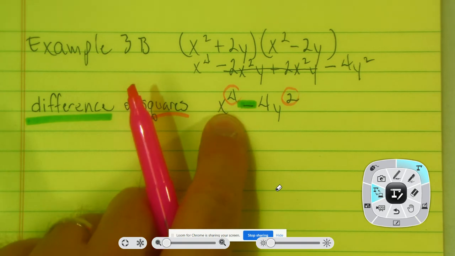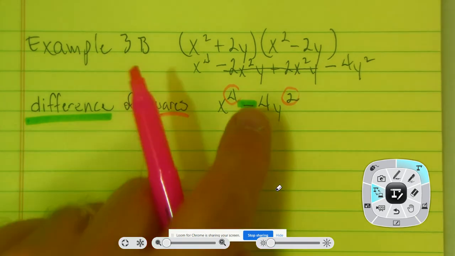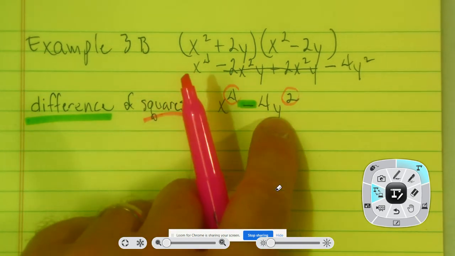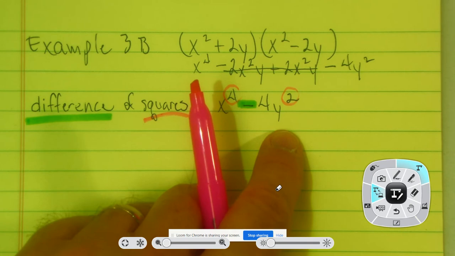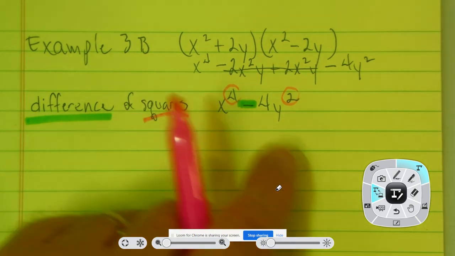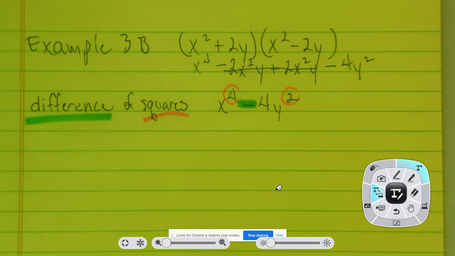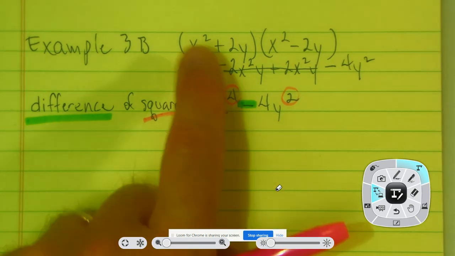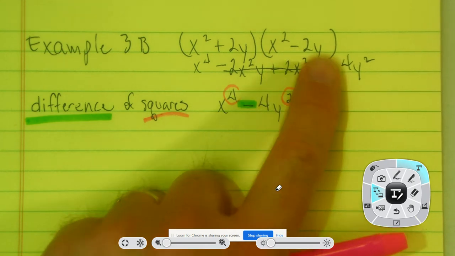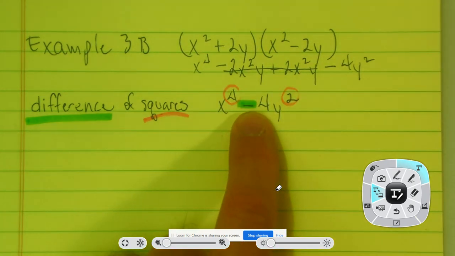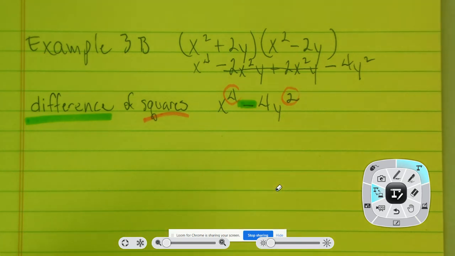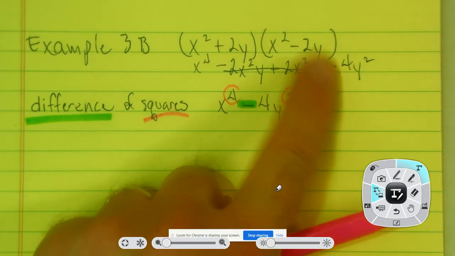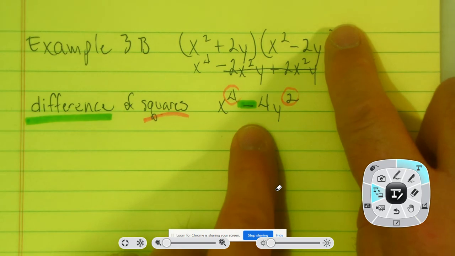That's a square because the square root of x to the fourth power is x squared. x squared times x squared gives me x to the fourth. And 4y squared is a square because the square root of that is 2y to the first power, because 2y times 2y gives me 4y squared. That's what we call a difference of squares. And always, this product, this x squared plus 2y times x squared minus 2y, will always give me a result that has a negative sign in the middle of my binomial. It's always going to be negative. The reason being for that is you can't take that last term and multiply positive times negative and get anything but a negative.